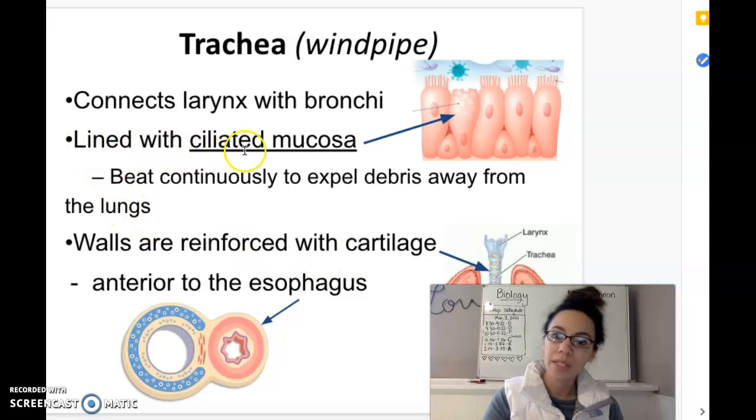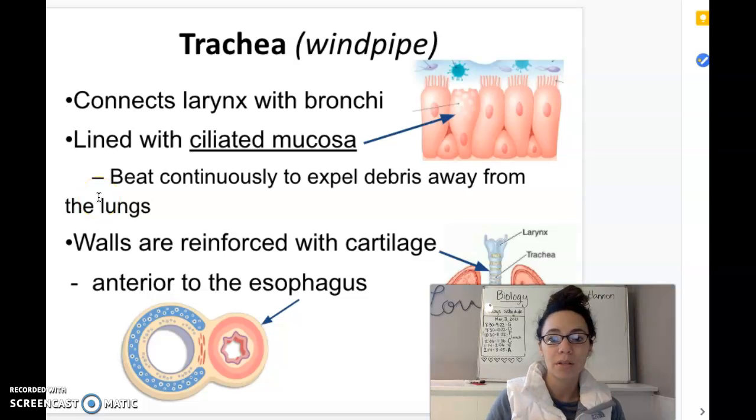They're also lined with ciliated mucosa, similar to the nasal cavity, which beat continuously to expel debris away from the lungs, right? So that's why sometimes you wake up and you're like, [clearing throat], right? You gotta get rid of that mucus that's been trapping things all night long.